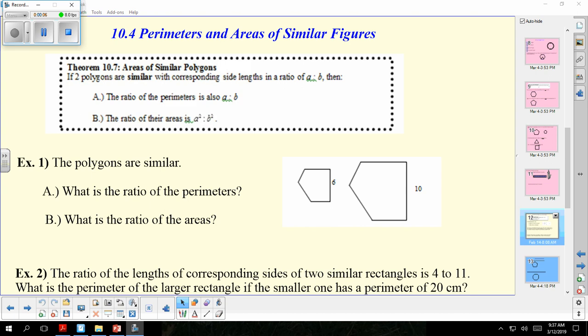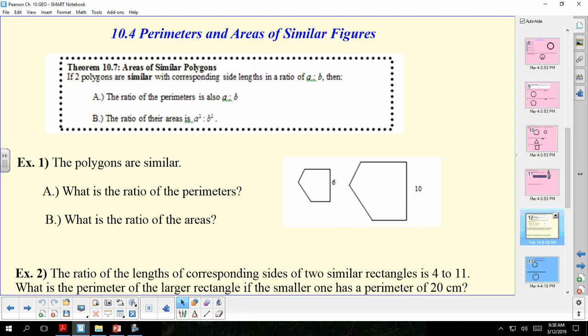This is 10-4 on the perimeters and areas of similar figures. We know that similar figures have corresponding sides that have the same ratio. That ratio is called the scale factor. It turns out that the scale factor, or the ratio of corresponding sides, is exactly the same as the ratio of the perimeters. However, the ratio of the areas is the scale factor squared. Okay, the scale factor squared.